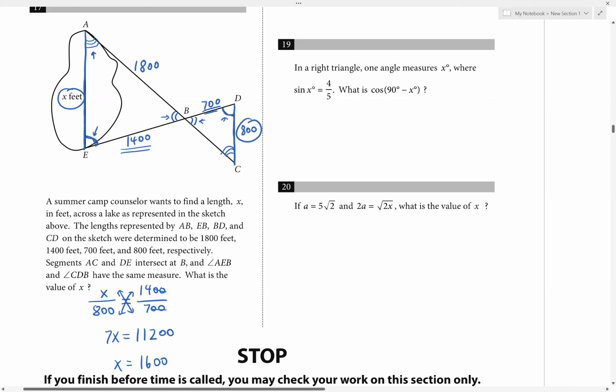So that should be our x value. And it makes sense because 1,600 divided by 800 is 2, and 1400 divided by 700 is also equal to 2. So the ratios should be equal. So x equals 1600. That should be our final answer here.